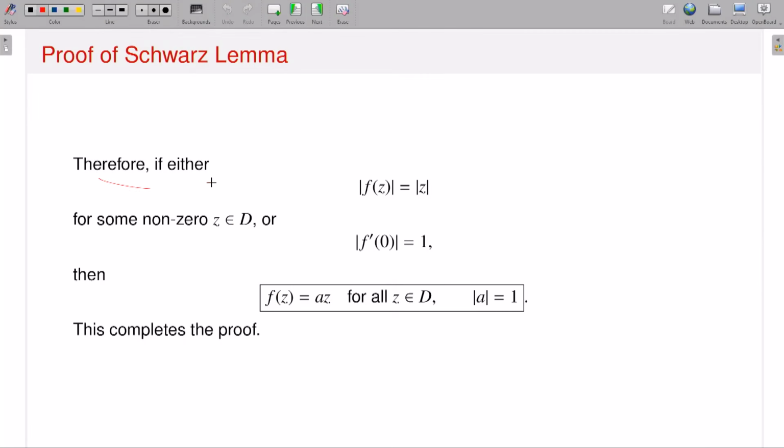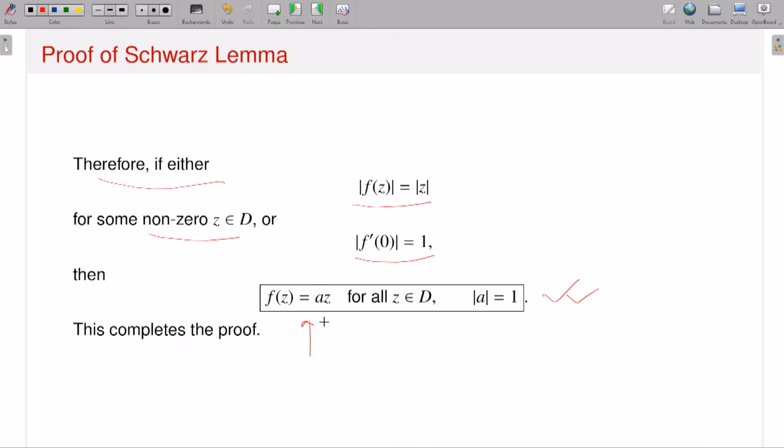So in any case, if either absolute value of f of z naught equals modulus of z naught for some non-zero z naught, or modulus of f prime of 0 is equal to 1, in both cases you can have the explicit expression of your f. How does it look? It is of the form a times z, where z belongs to D and modulus of a is equal to 1. So this is the proof of the Schwarz lemma, and it's a nice application of the maximum modulus principle.